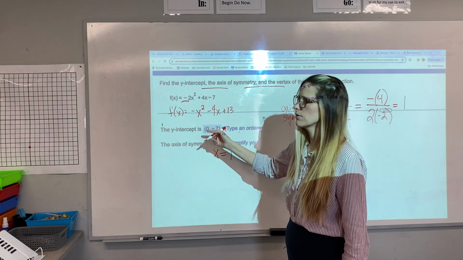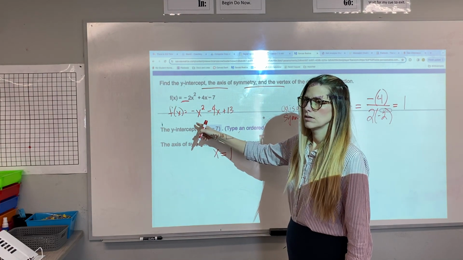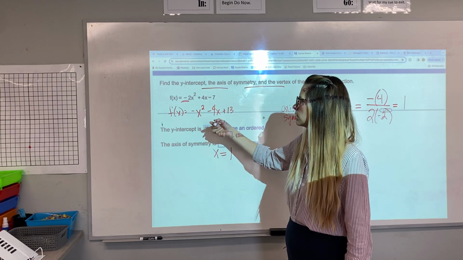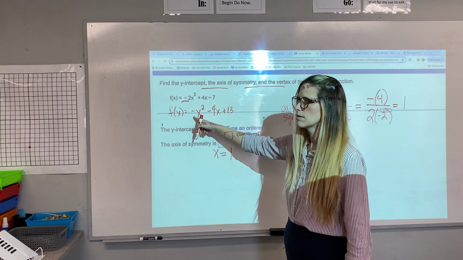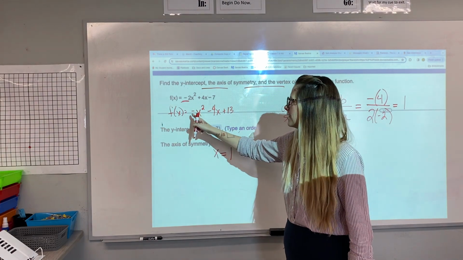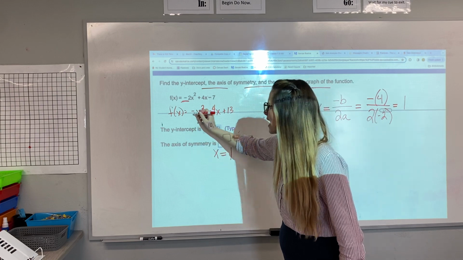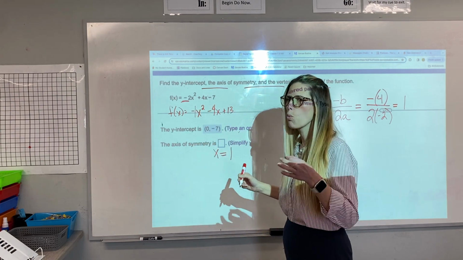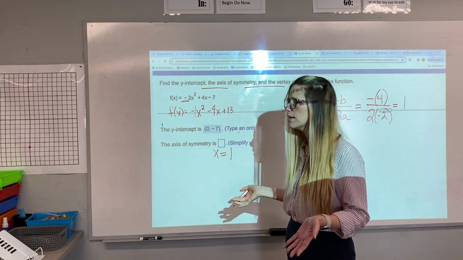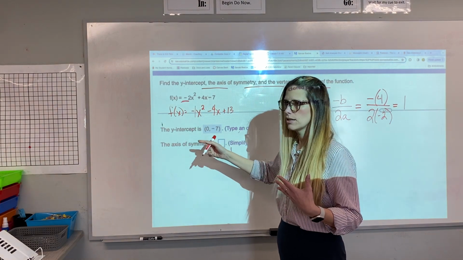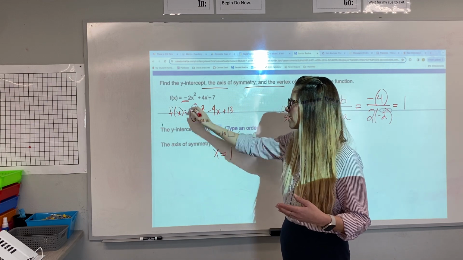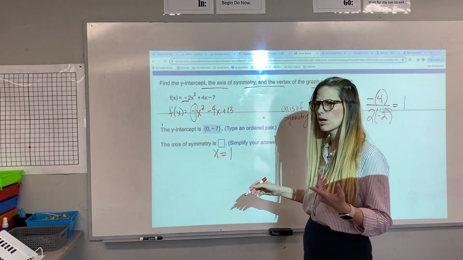What is your a value? 1. It's not 1, it's -1. Negative x squared is -1x squared. So the one part they made invisible because they don't have to show it. But the negative part means that it's a -1x squared. So your a value is -1. Is that what you were having trouble with?